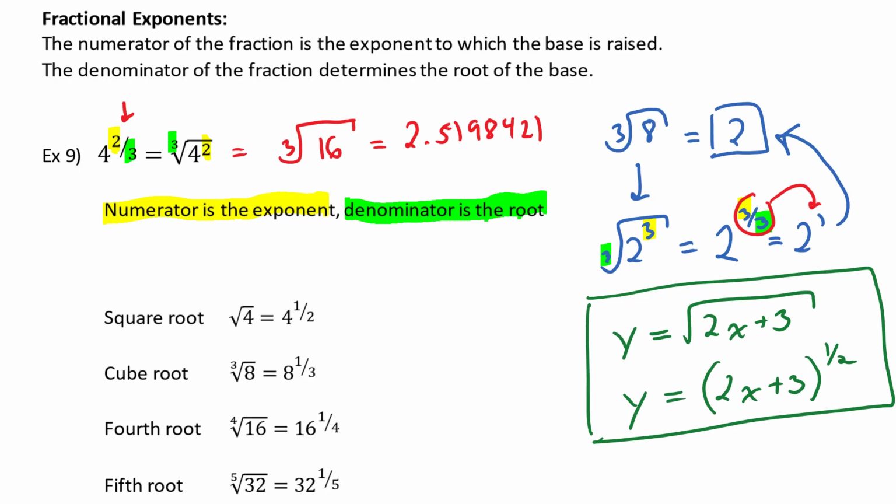Let's explore a couple of these. You can see there's a little pocket there in the root symbol. If there's nothing there, we assume it is a 2. So this can be expressed as square root of 4, or 4 to the exponent 1/2. We have cube root, fourth root, and fifth root. And these again can all be expressed as fractional exponents.